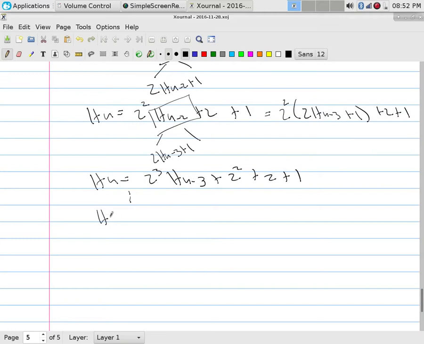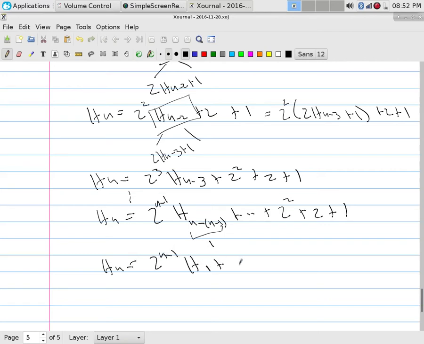So this would obviously go down to h sub n until this becomes h sub 1. Now what's going to go here if this needs to equal a 1? n minus what? So it'd be n minus n minus 1, because that becomes 1. That's 2 to the n minus 1 plus down 2 squared plus 2 plus 1, and we were told that h sub 1 is 1, so h sub n is equal to 2 to the n minus 1 h sub 1 plus, keep on going down, 2 squared, 2, 1. We are told that h sub 1 is 1, so I don't need it, plus 2 squared plus 2 plus 1.